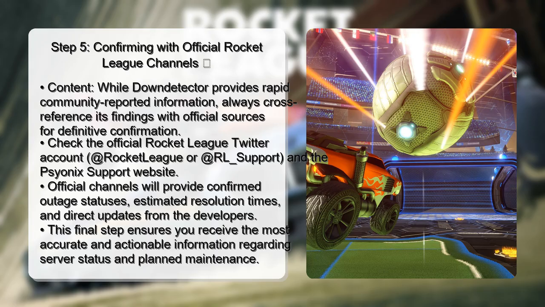Step: confirming with official Rocket League channels. While Downdetector provides rapid community-reported information, always cross-reference its findings with official sources for definitive confirmation. Check the official Rocket League Twitter account, Rocket League Support, and the Psyonix Support website. Official channels will provide confirmed outage statuses, estimated resolution times, and direct updates from the developers. This final step ensures you receive the most accurate and actionable information regarding server status and planned maintenance.